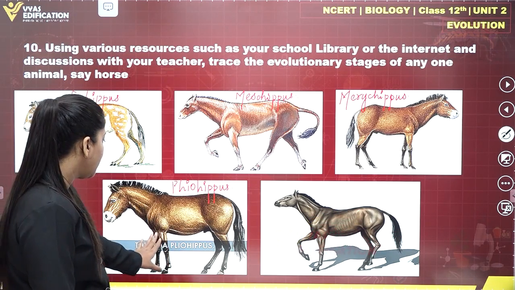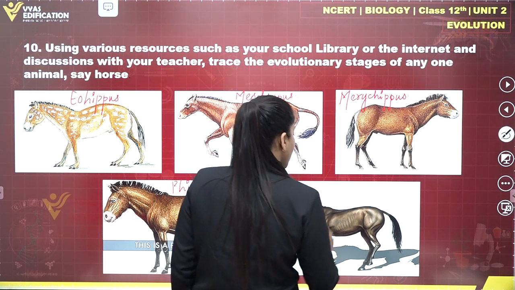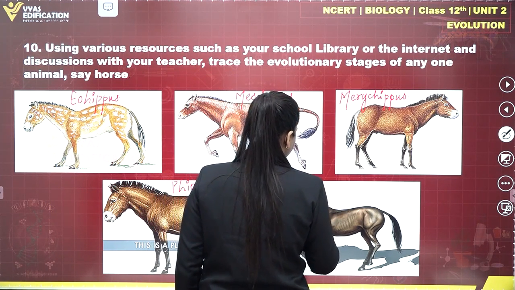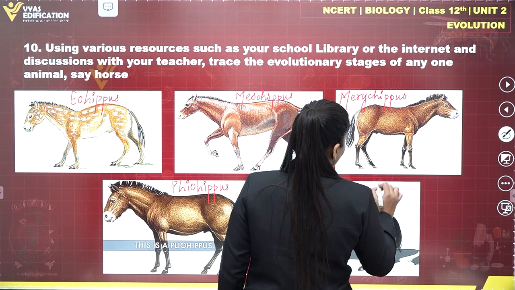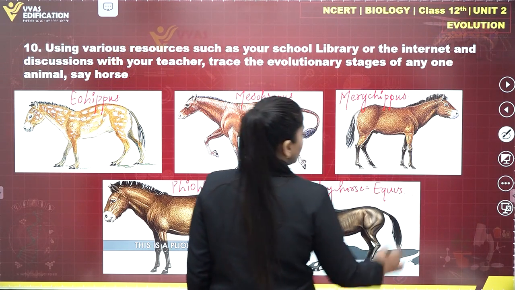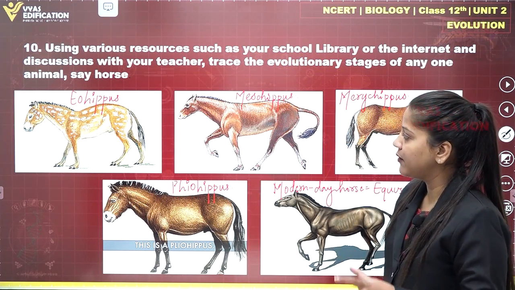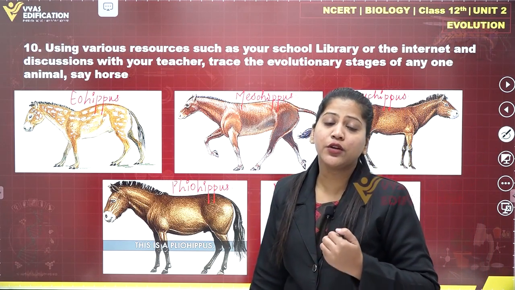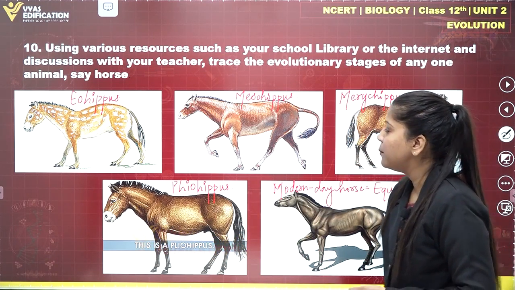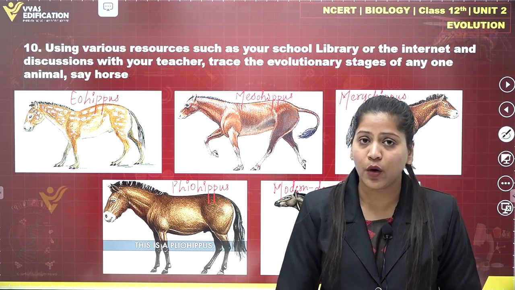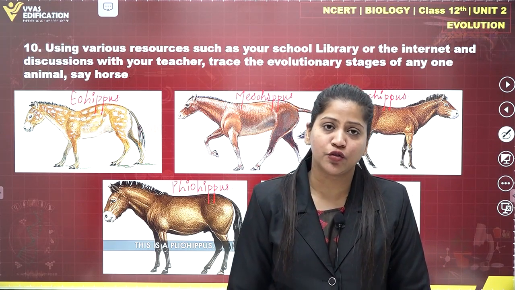See, you can see they were more like modern day horses. Here we have the modern day horse, which is also known as Equus, right? So this is your picture showing you different organisms in the evolution of horses. We have Eohippus, and we also have ancient fossils of horses. Then we have Mesohippus, Merychippus, Pliohippus, and finally modern day horses as Equus. So this is your complete solution of question number 10.